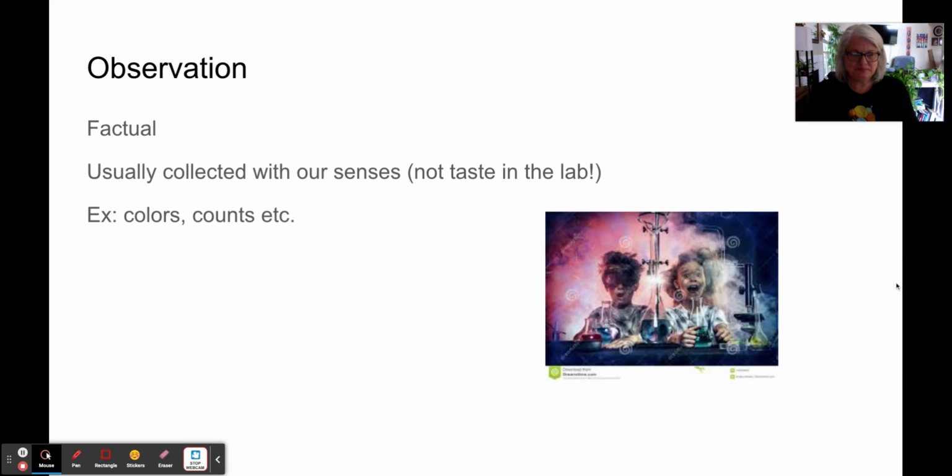So here's a picture, and I want you to take just a minute and think about some observations that you can make on this. Go ahead and pause the video and answer the question of what would be an observation about this. Okay, so hopefully some of the observations were there's two kids. It appears that there's smoke. One kid has goggles on. There's liquid in some of the containers. Those are observations. We're not adding any beliefs or opinions into it. It is just pure fact, okay?